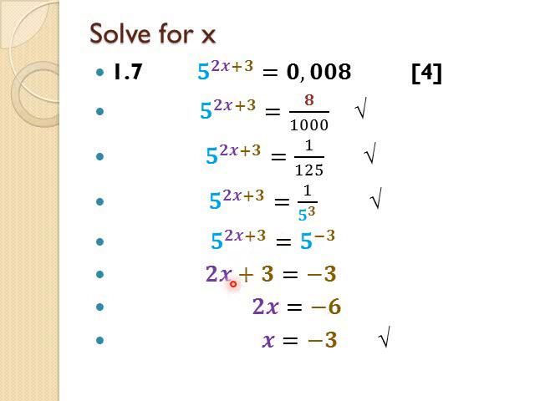So now I have 2x plus 3 equal negative 3. If I take 3 over, positive 3 becomes negative 3. So negative 3 minus 3 gives me negative 6, and I have 2x equal negative 6. Negative 6 divided by 2 gives me negative 3, so x equal negative 3. So there, my third mark was for writing that in exponential form, and fourth mark for the final answer.